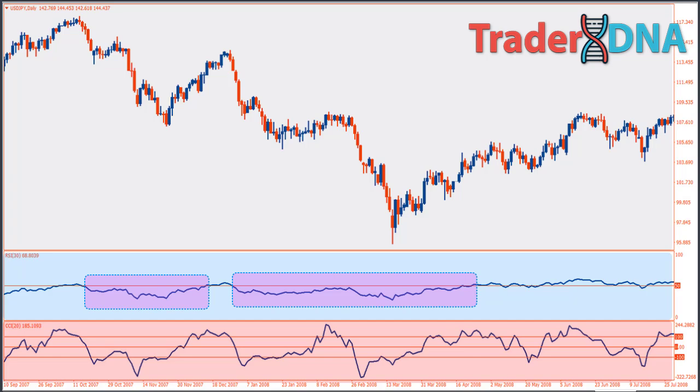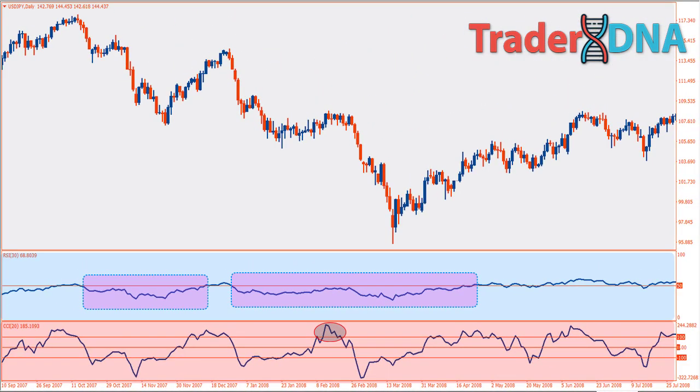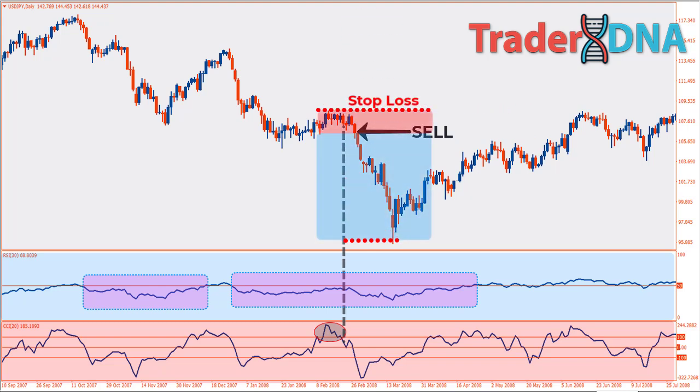Second, a signal to enter short positions will happen when the 20-period CCI indicator crosses the plus 100 from above. Third, the stop loss can be placed a few pips above the entry point. This should be simple enough.